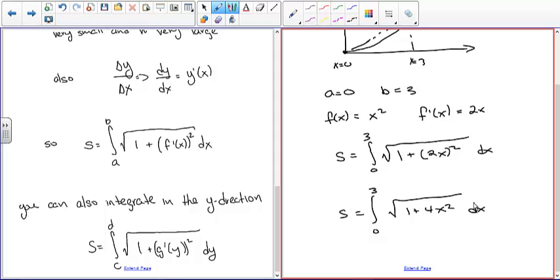Because you think here, well, can I just say u is equal to 1 plus 4x squared, but then du would be 8x dx, but I don't have an x here, so I can't use substitution and make it into a polynomial.